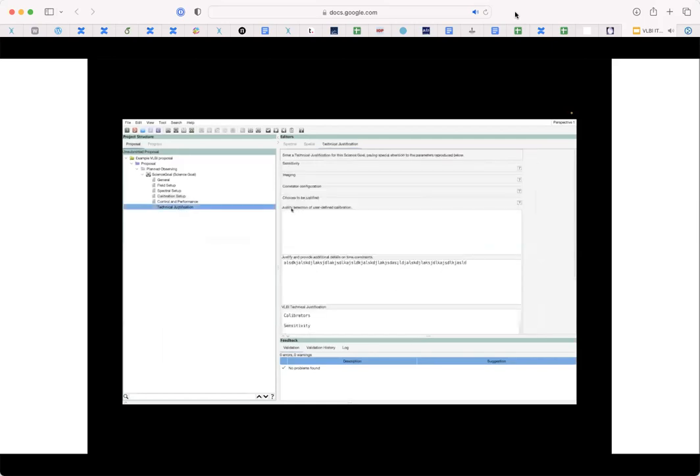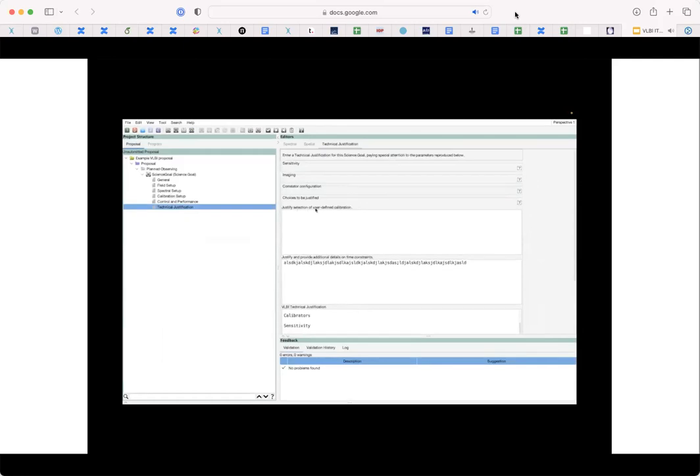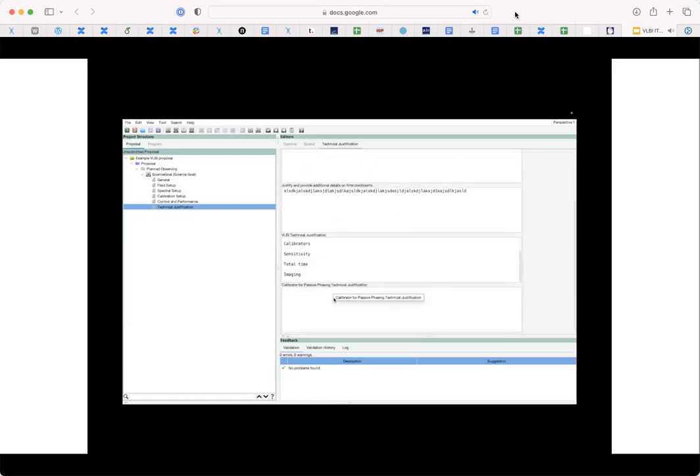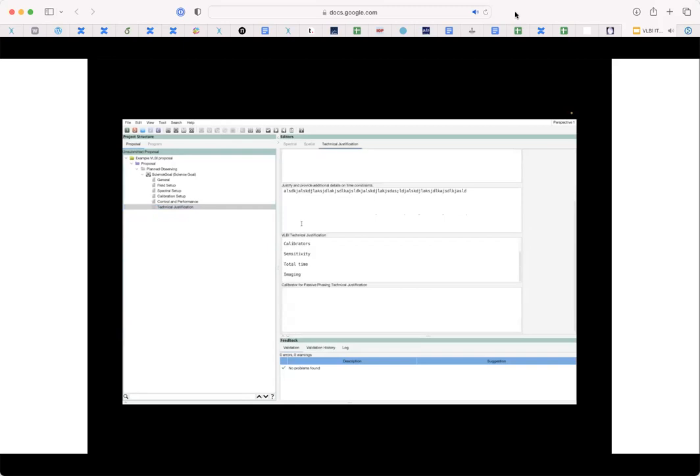In the technical justification, you now have two more boxes that you need to fill. One is for the user-defined calibration, so you have to justify the selection of the different calibrators that you've done. And here you have to justify the calibrator itself that is being used for passive phasing. So again, this needs to be filled with 50 characters, so let's do that. And now the project should validate again.